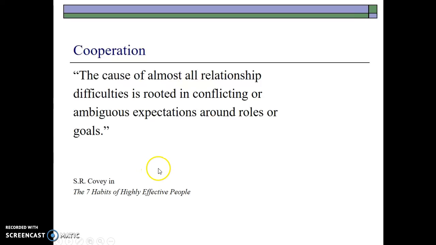Cooperation is a very big deal when you're trying to start a program, and a lot of the problems that come up have to do with relationship difficulties, not knowing what it is that you're expected to do, and what the goals are, and how to achieve those goals. So establishing exactly what everybody is doing and why they're doing it is a very important concept when you're starting out.